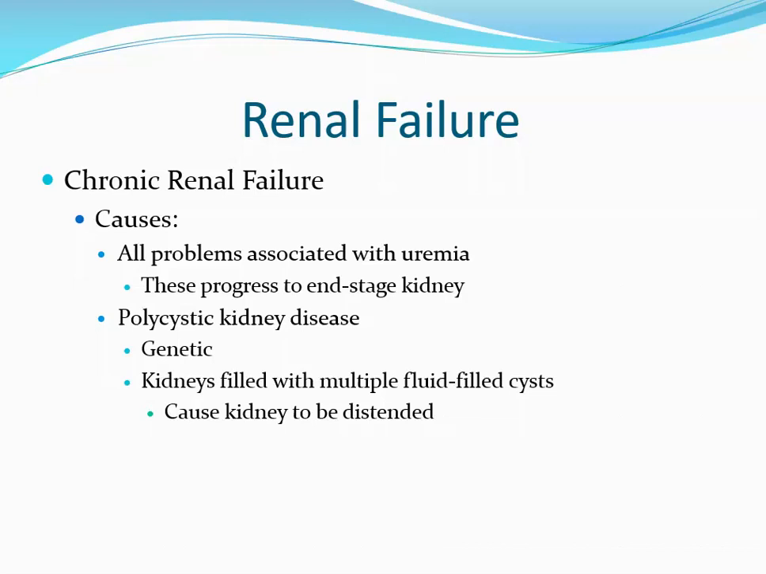What are the causes of chronic renal failure? Basically, all of the problems associated with uremia. These ultimately progress to what is known as end-stage kidney. Another cause is polycystic kidney disease. This is a genetic disorder where the kidneys are filled with multiple fluid-filled cysts. These will cause the kidney to end up being distended.